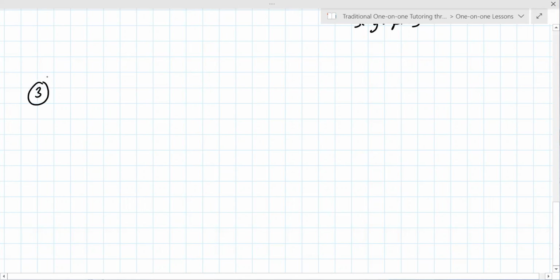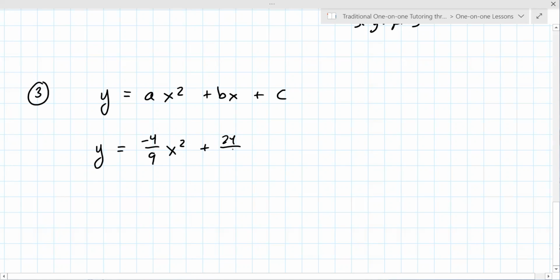So 3 has the equation y equals, and actually let me write the generic form first. It's ax squared plus bx plus c, and your problem is minus 4 over 9 x squared plus 24 over 9 x plus 12. So your a is minus 4/9, your b is 24 over 9, and your c is 12.